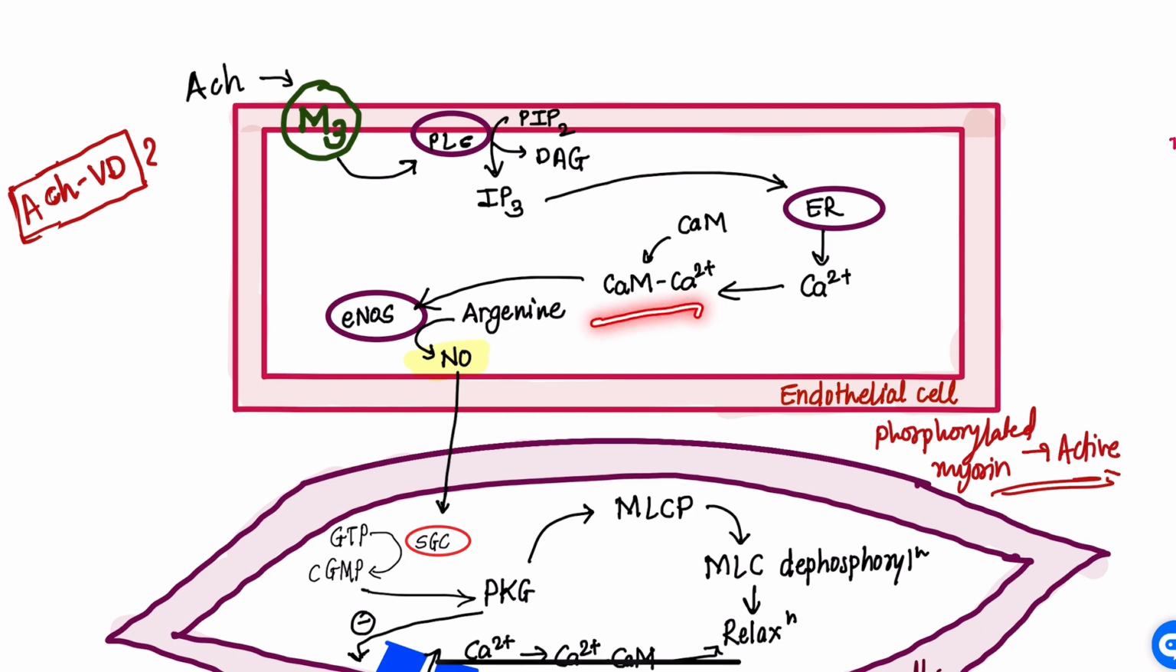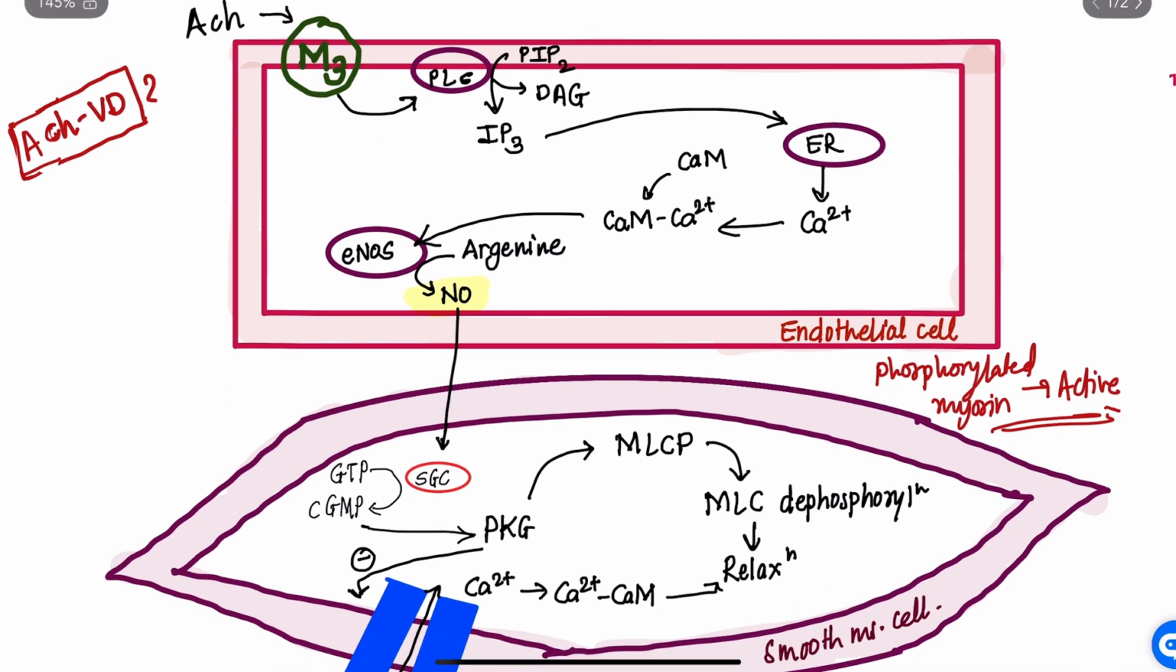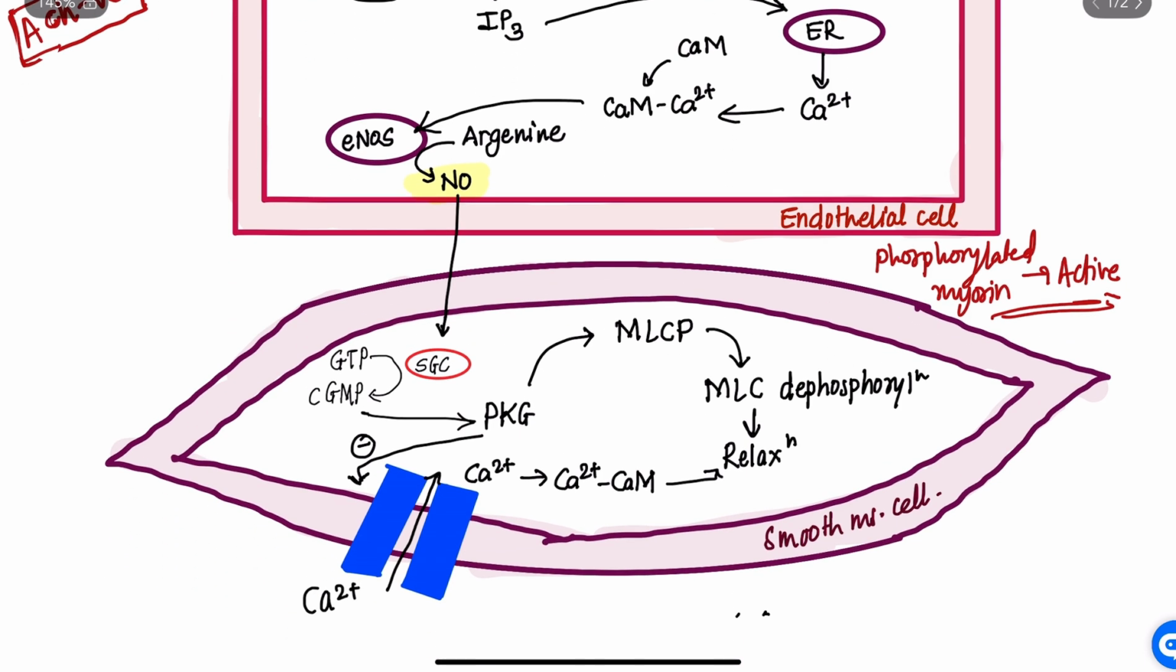These calcium ions will form a complex with calmodulin, that is the calcium calmodulin complex, which further stimulates endothelial nitric oxide synthase enzyme, which converts arginine, an essential amino acid, into nitric oxide. Now this nitric oxide synthesized inside the endothelial cell diffuses into the adjacent smooth muscle cell and activates soluble guanylyl cyclase, which further converts GTP into cGMP. Now this cGMP will activate another enzyme, that is protein kinase G.